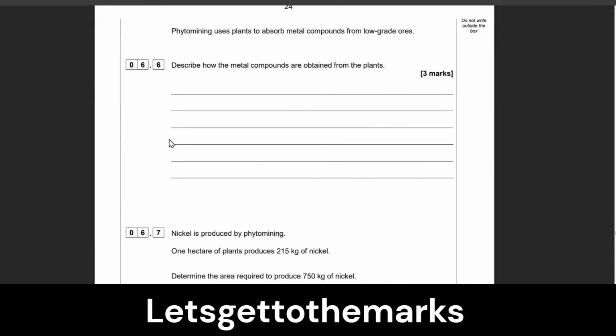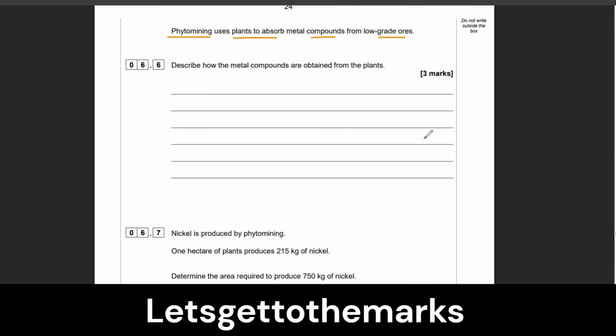Phytomining uses plants to absorb metal compounds from low-grade ores. 6.6, describe how metal compounds are obtained from plants. So this is another chance for you to pause the video and have a go. Phytomining uses plants to get metal from low-grade ore. So very similar to using the bacteria, bioleaching, but phytomining is slightly different. So pause the video, see if you can write down 3 ways that we can get the metal compounds from the plants. I'm going to go through it now.